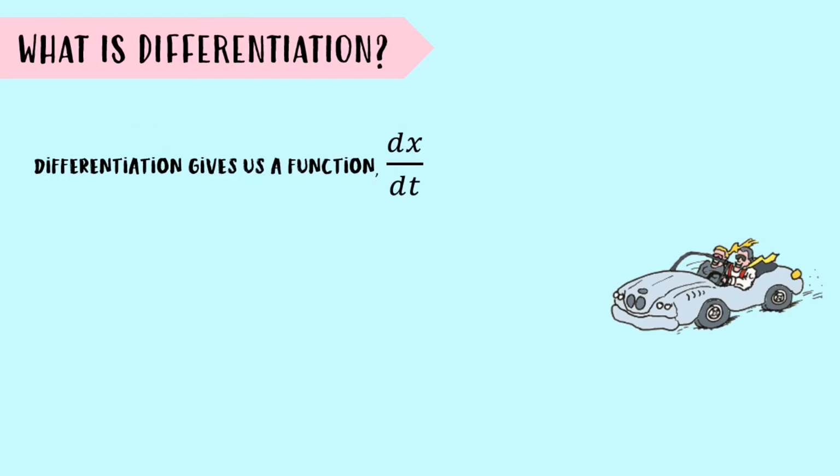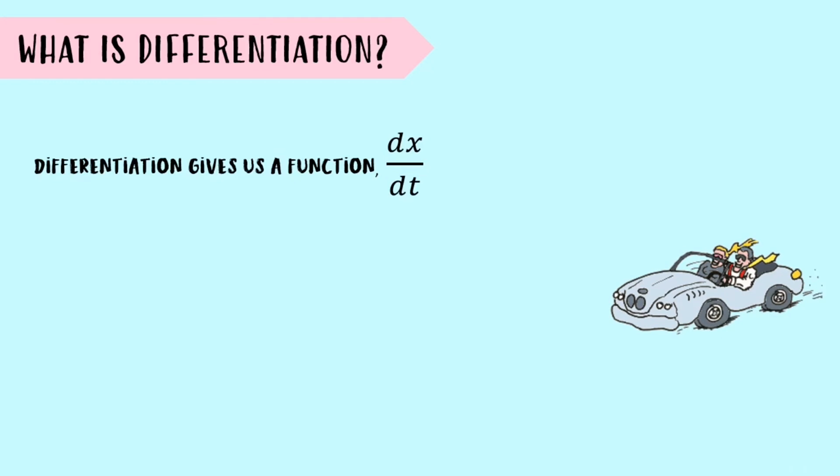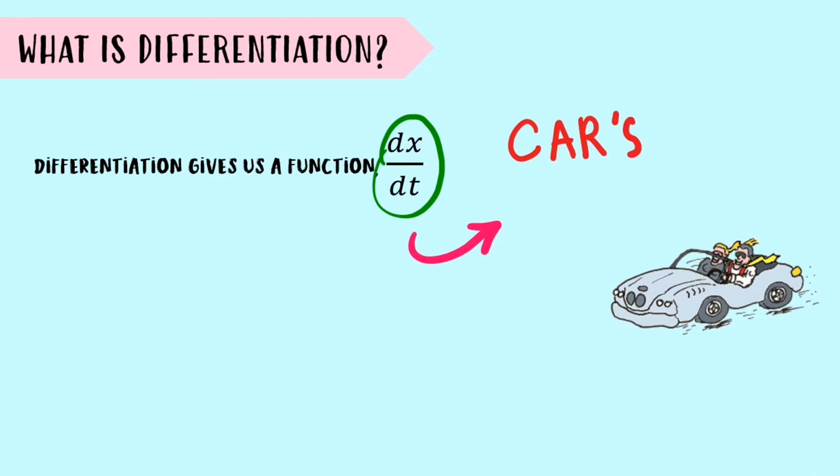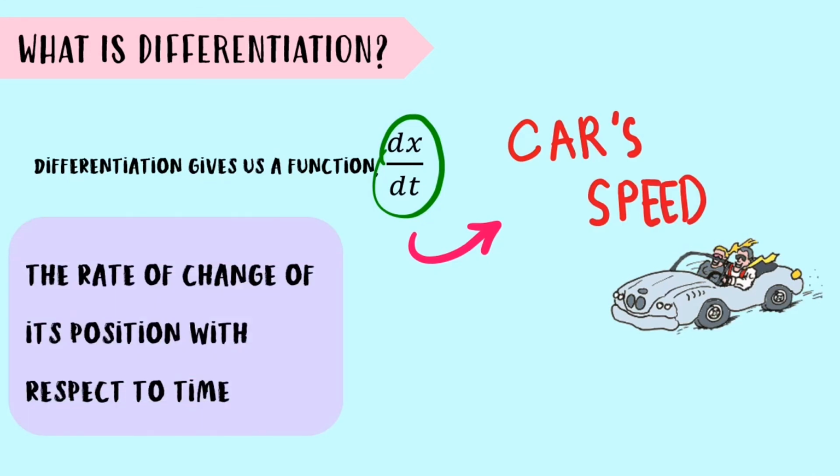Differentiation gives us a function of derivative x with respect to time, which represents the car's speed. It is the rate of change of its position with respect to time.